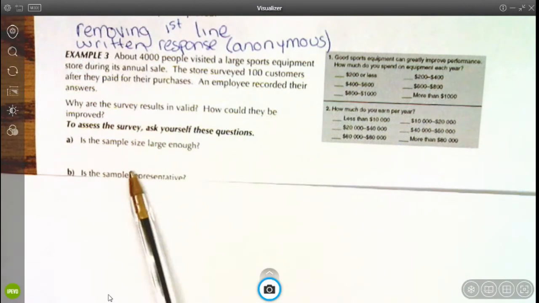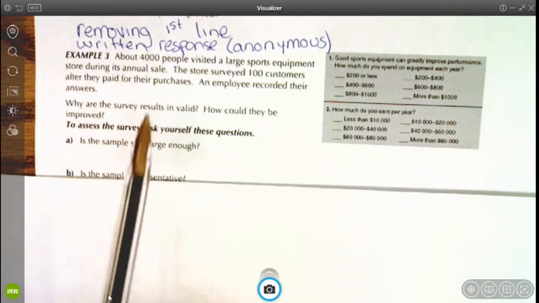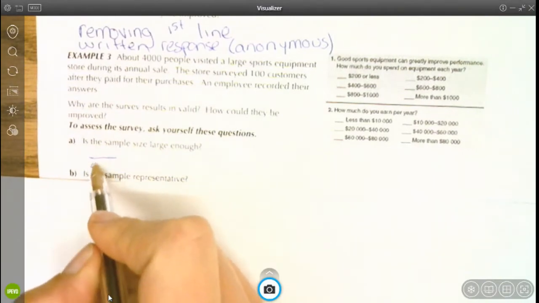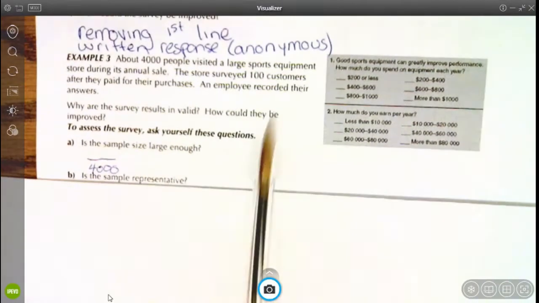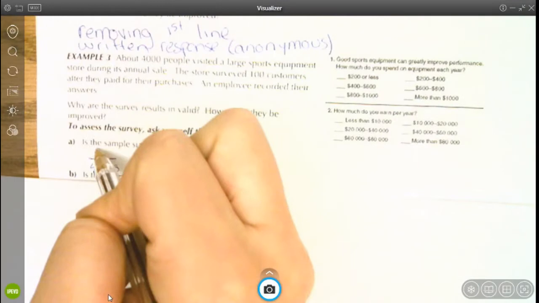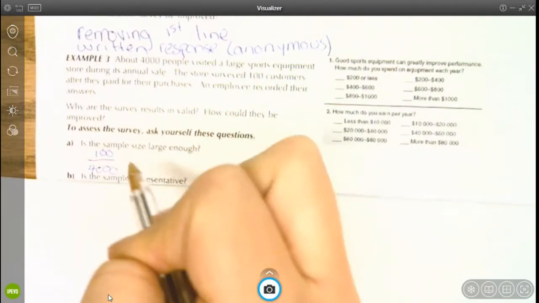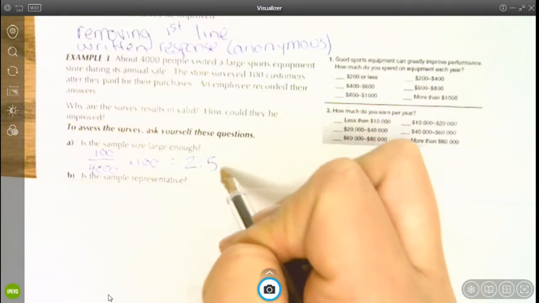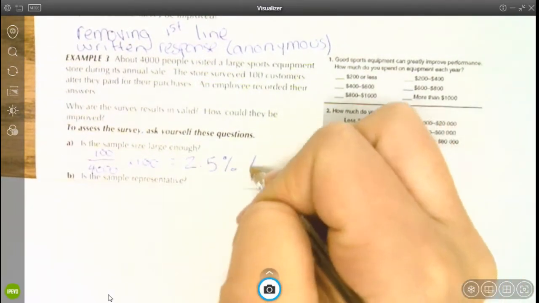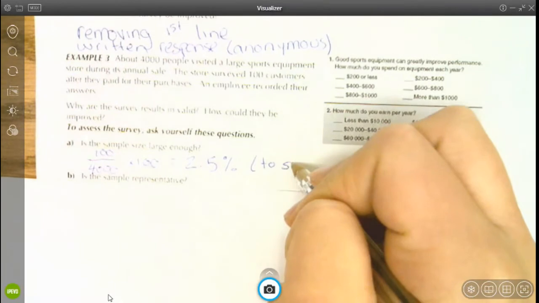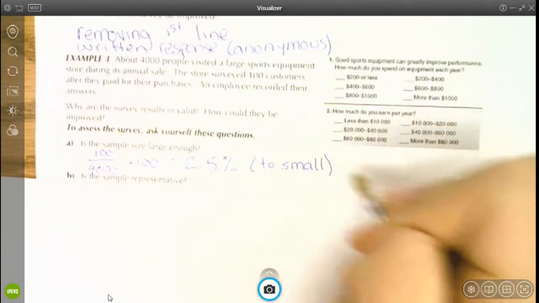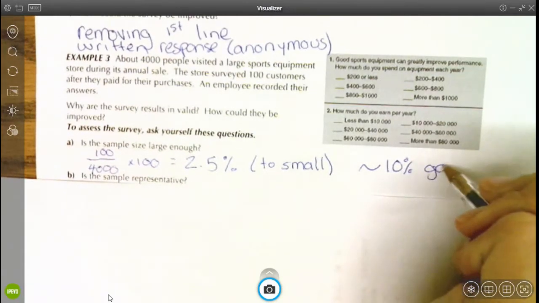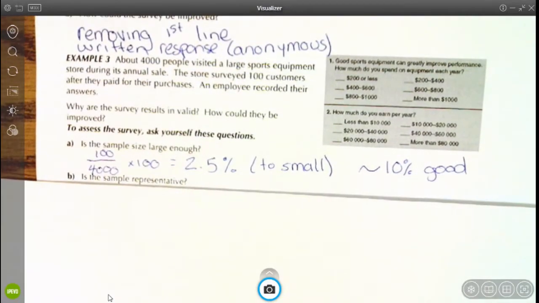So first of all, is the sample size large enough? There were 4,000 people that visited, so that's the population, and our sample size was only 100 customers. So 100 out of 4,000 is only 2.5%, which I would say is too small. You want to aim for approximately 10%. That would be a good sample.